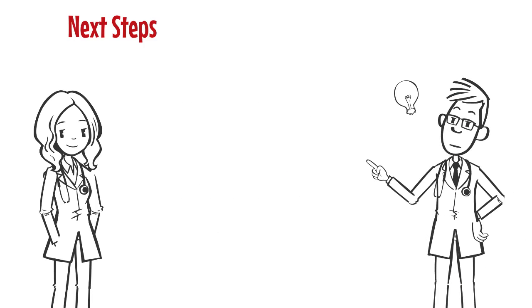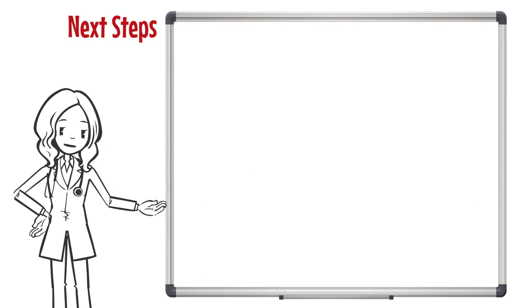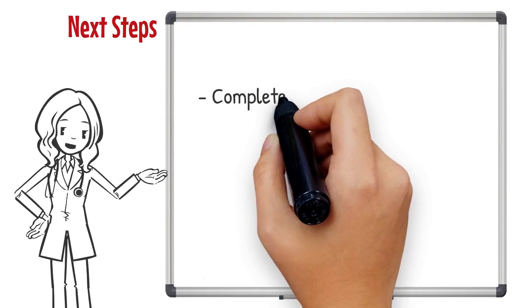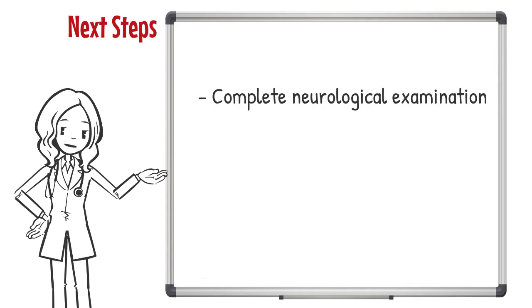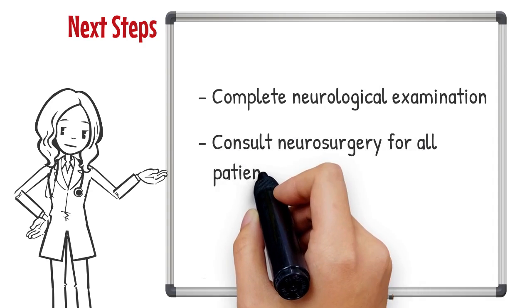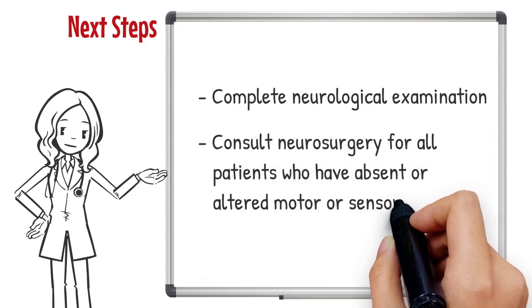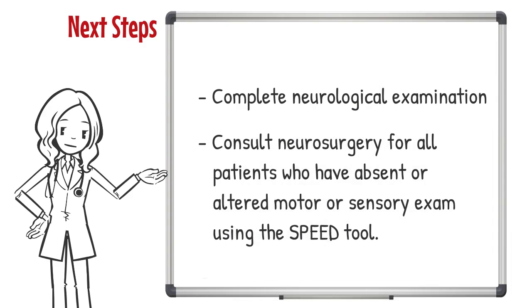What happens if the SPEED score is abnormal? When the SPEED score is abnormal, a complete neurological examination should be performed to confirm the examination findings. Early consultation with the neurosurgical service is the appropriate next step in this setting.